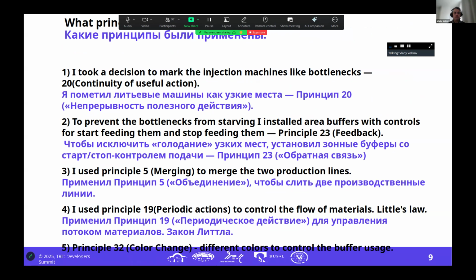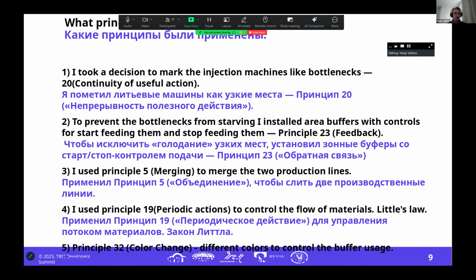Second, to prevent the bottlenecks from starving, I installed area buffers with controls to start feeding them and stop feeding them. This is principle 23, feedback. You will see it on the next slide. Third, I use principle 5 for merging. So I merge the two lines. I remove the political constraint.